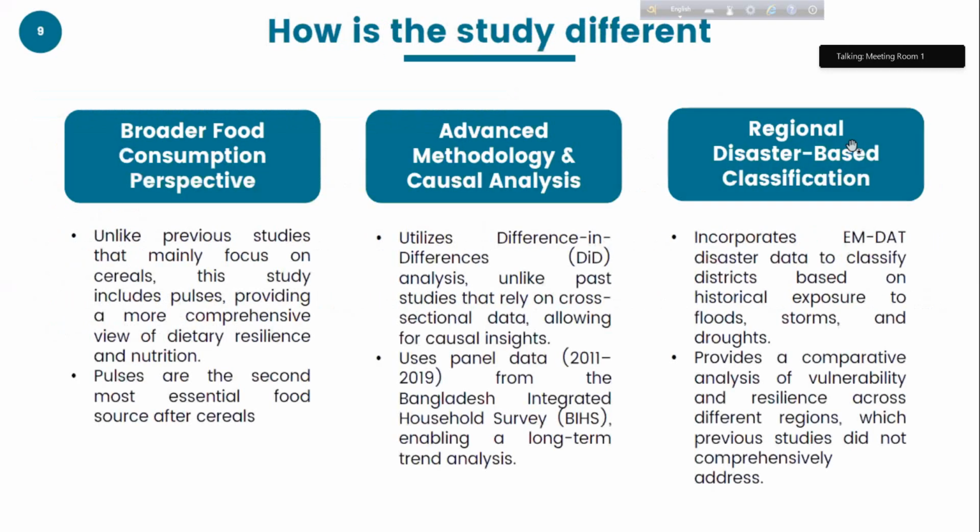So how is this study different? It focused on a broader food consumption perspective. Unlike previous studies that mainly focus on cereals, this study also tried to incorporate pulses, which are the second most essential food source in rural households.